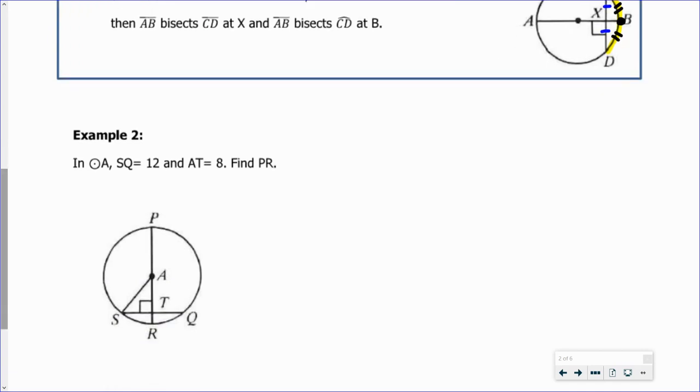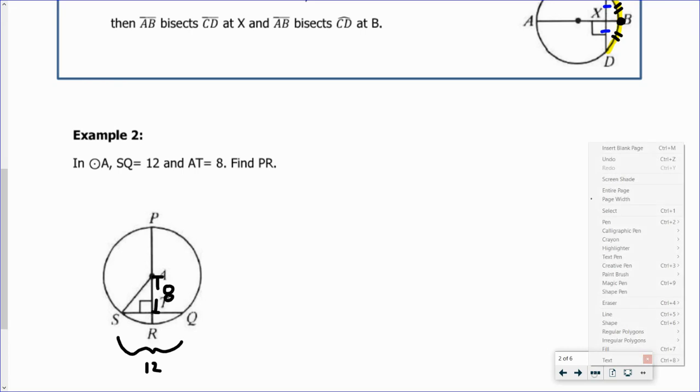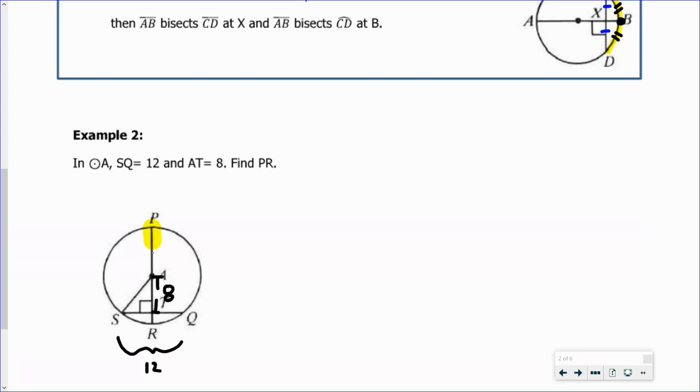All right, so let's see how we can apply this down below. And I'm actually going to go through 3 examples of this. So here we're told that in circle A, SQ measures 12 units. AT, which is this distance right here, measures 8 units. And what we want to do is find the measure of, get this, PR. That's what we're looking to find.